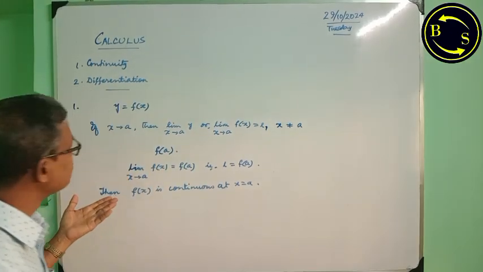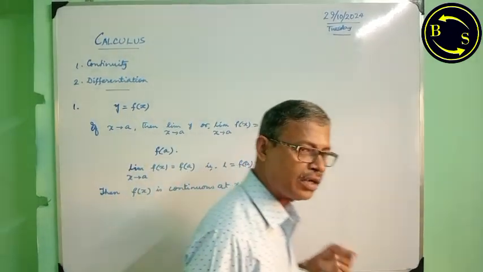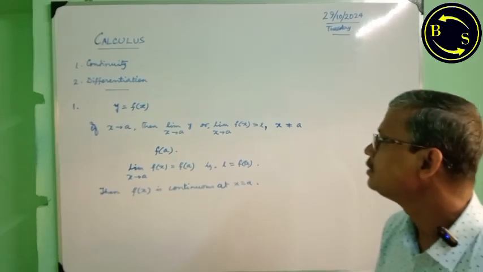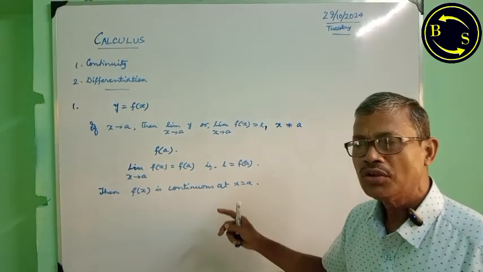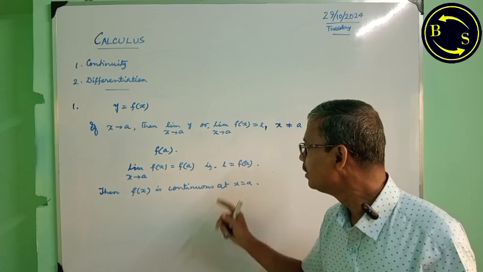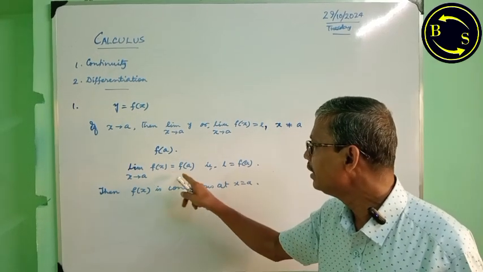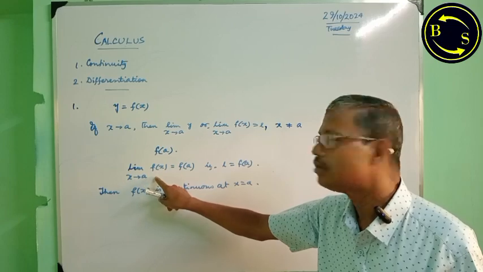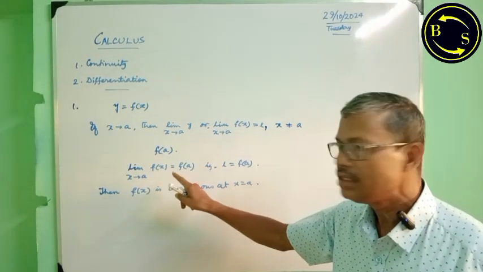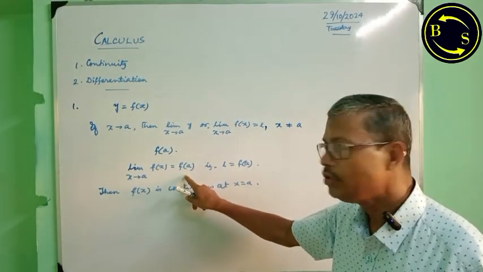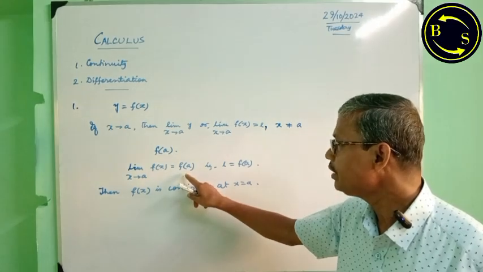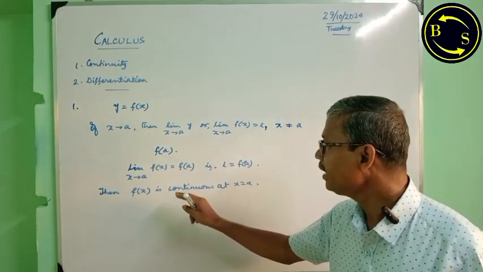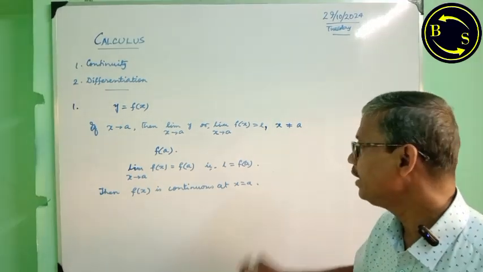Therefore, when we learn finding limits of a given function, we need only this extra condition. That means the limiting value of the function is equal to the value of the function at the point x equal to a. Then we say f(x) is continuous at x equal to a.